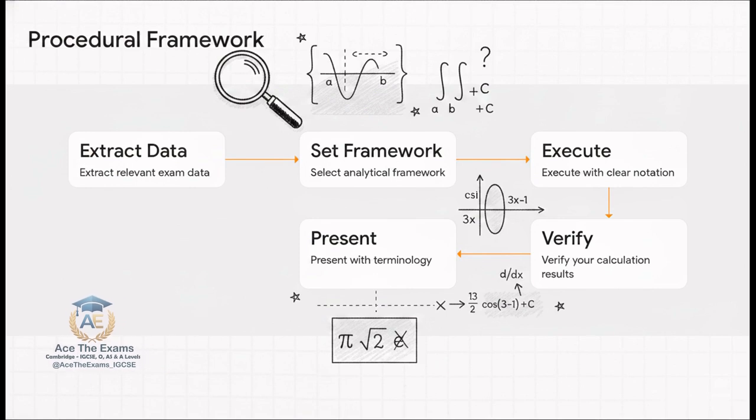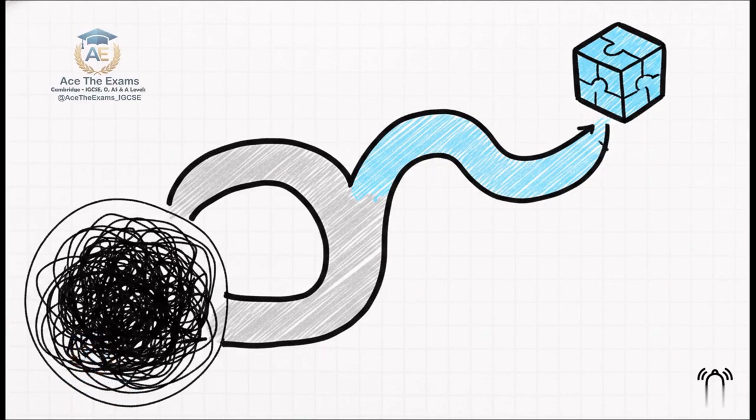And step 5. Present using correct terminology. If the question commands an exact value, and you leave your answer as a messy, rounded decimal from your calculator, it will absolutely cost you the final accuracy mark. You must leave it in terms of pi, root 2, or e. Within that exact 5-step framework, examiners are secretly testing your higher-order critical analysis skills. They want to see you question assumptions, evaluate the quality of your mathematical evidence, and justify your decisions.